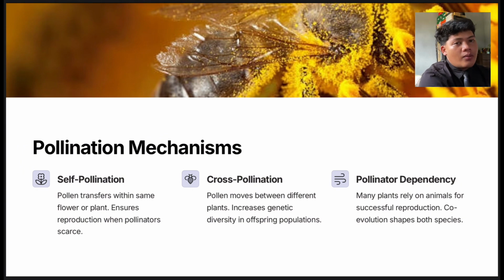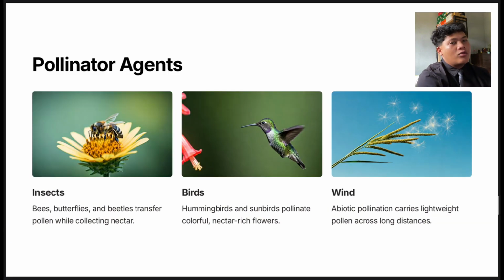Now that we have explored the mechanism of pollination, let's dive into the fascinating agents responsible for this vital process. Pollinator agents come in various forms, from insects like bees, butterflies, and beetles, transferring pollen while collecting nectar, to birds such as hummingbirds and sunbirds, pollinating colorful nectar-rich flowers. Additionally, the wind plays a crucial role through abiotic pollination, carrying lightweight pollen across long distances. These diverse agents highlight the intricate web of interactions that sustain plant reproduction and ecosystem biodiversity.